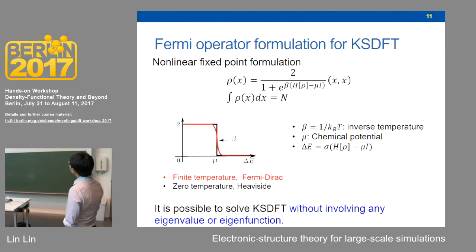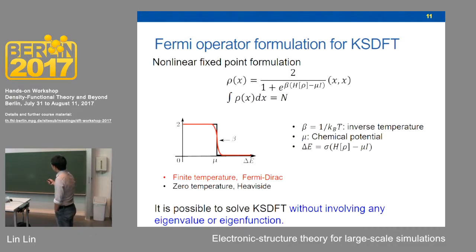So what would you do for a non-gapped system? There are many ways to regularize that, and one of the most popular ways, as pioneered by Mermin, is this Fermi operator formulation, where you have a nonlinear fixed point formulation. So instead of a step function, you replace this by a Fermi-Dirac function, together with a normalization condition so that you do know how to choose mu. And this is the picture of that.